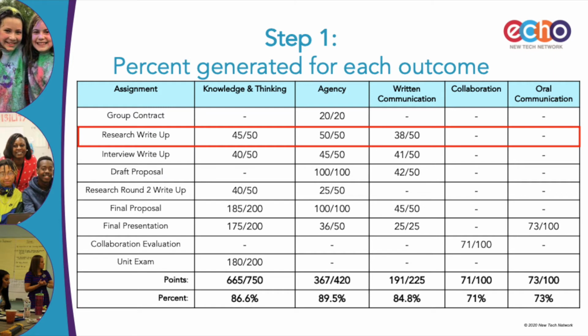You can also see how many points within each assignment were assigned to each learning outcome. For example, the research write-up had points assigned to knowledge and thinking, agency, and written communication. In the bottom rows, you can see how Echo generates a score for each outcome. The MOS adds up all points possible, then points earned, and generates a percentage. Each outcome has its own percentage.